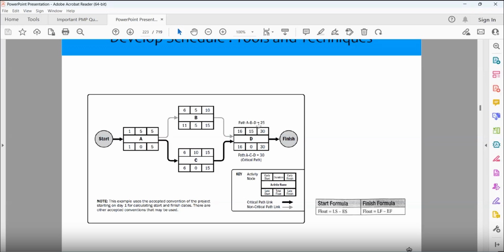Now, which is taking more time? ABD is taking 25 days. ACD is taking 30 days. Which is the more number of days? ACD. So your ACD becomes the critical path. Is it clear? Or if you want anything more, please ask.